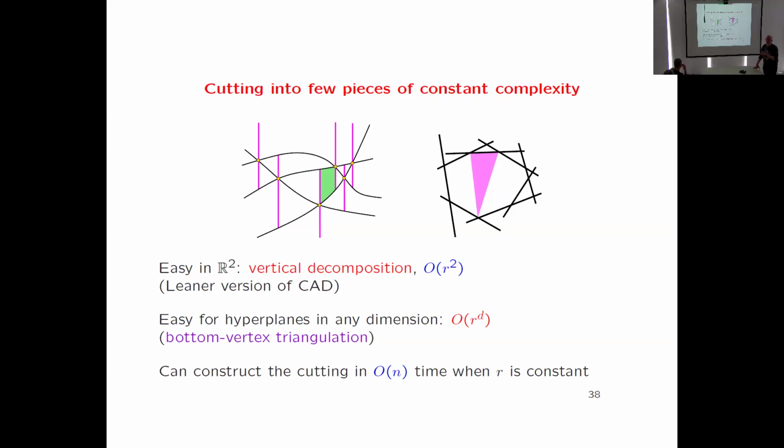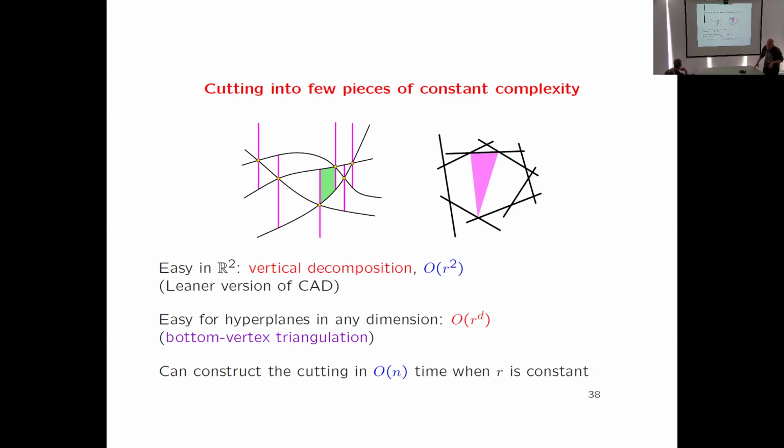So in the plane, it's trivial. You use something called vertical decomposition. It's a linear version of CAD. You again draw a vertical segment through each vertex of the arrangement, but stop when you hit the next curve, instead of drawing the line all the way to infinity. And then it's easy to see that you get r squared such trapezoids, of constant complexity, and everything works.